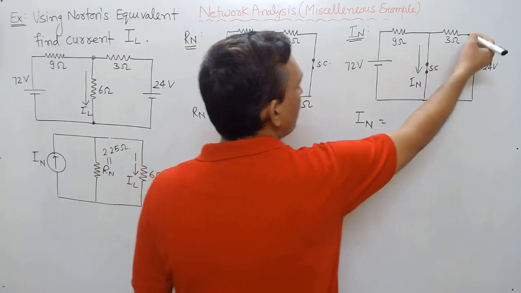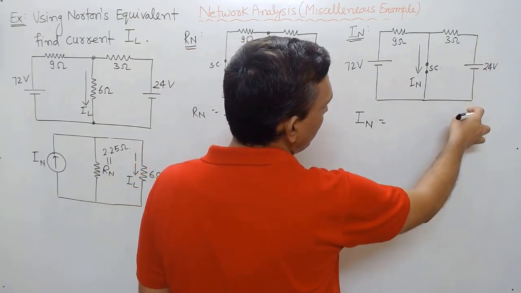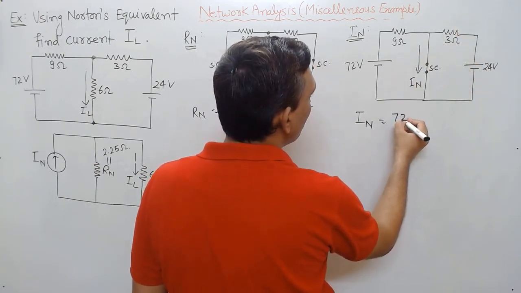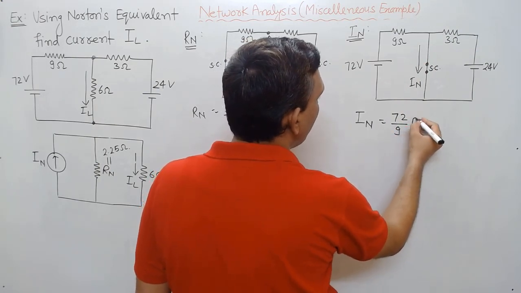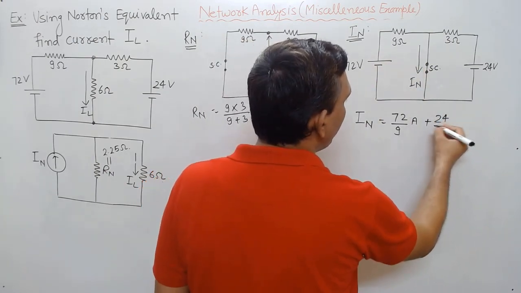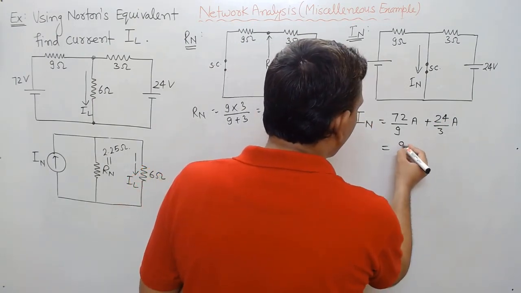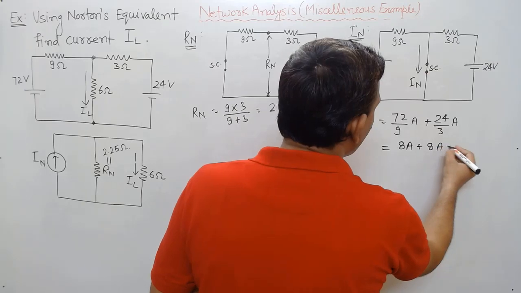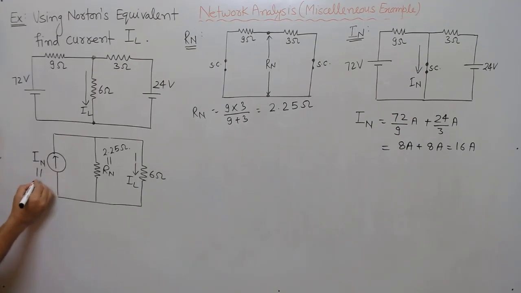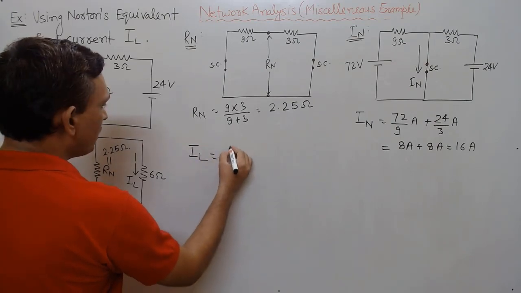So due to source 1, when this is short circuited, what will be the current? Once this is short circuited, the equivalent will be 0. Current will be simply 72 by 9 ampere, plus when this is short circuited, 24 by 3 ampere. You will get 8 ampere plus 8 ampere, that is 16 ampere. So Norton current is 16 ampere.